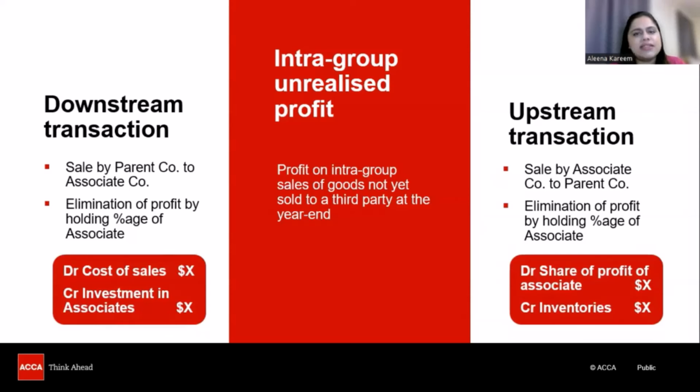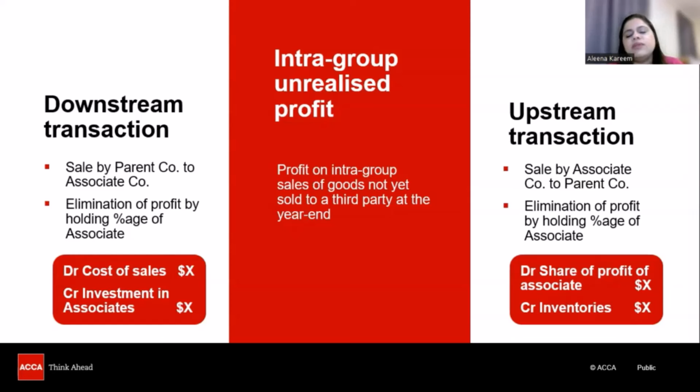Now, in case of downstream transaction, because parent has made the sale to the associate company, the associate company will have a higher value of inventory, and overall net assets might be higher. So in that case, we credit the investments in associates, and because parent company made the sale, it was recognized in the cost of sales also. So that is something which is going to be debited. So debit of cost of sales and credit to investment in associates.